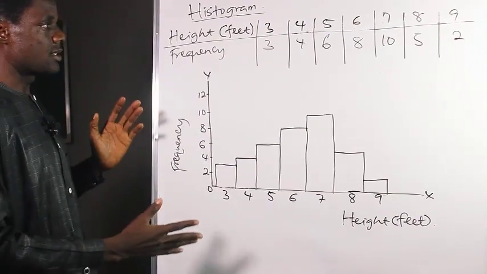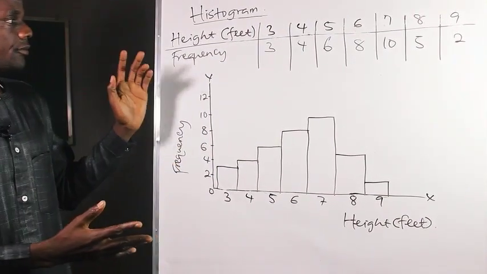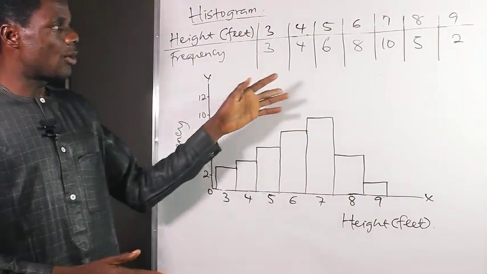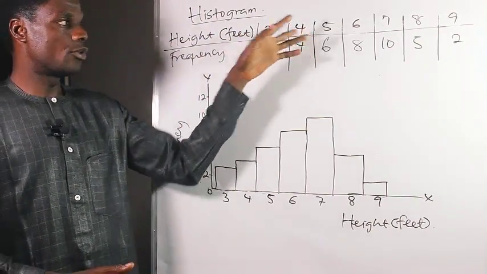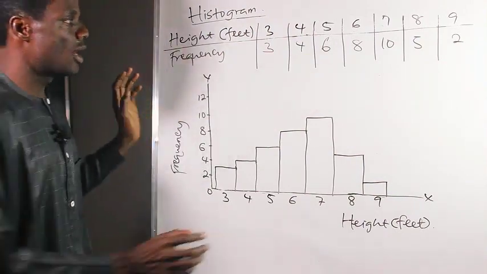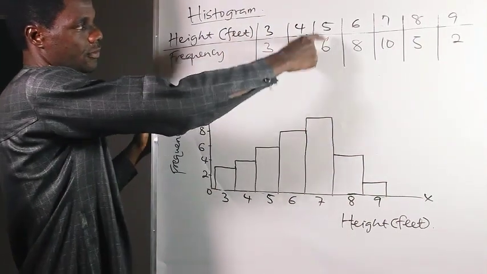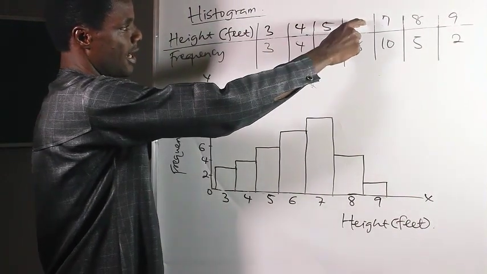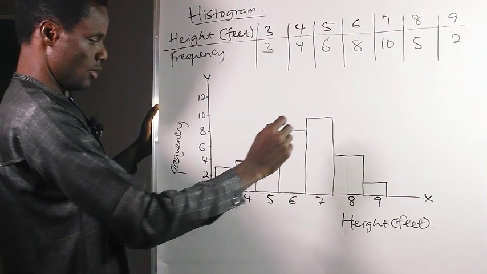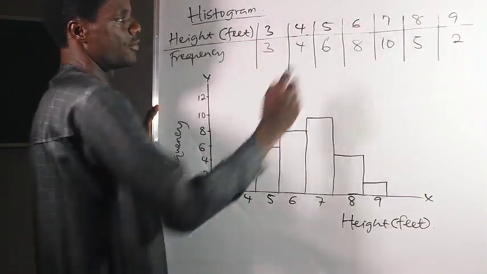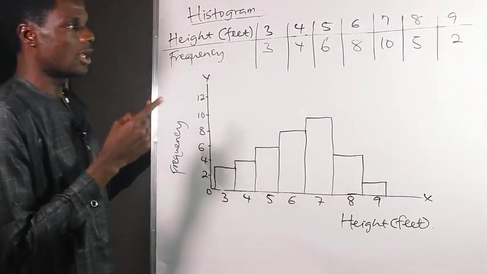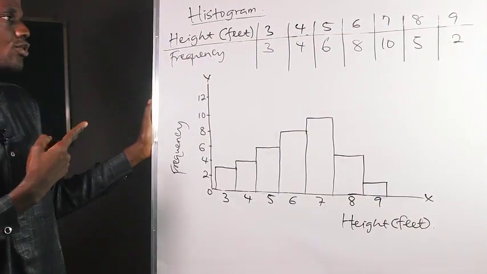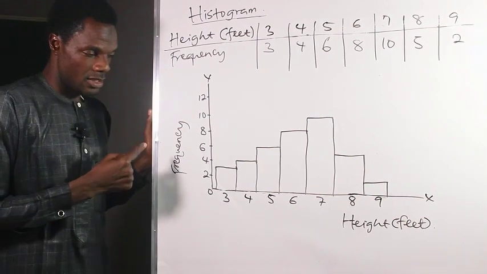Now, as you can see, we have an example of a class of students that we measure their height. The first one, we have 3 students that have 3 feet. The next one, we have 4 students that have 4 feet of height. The next one, we have 6 students that have 5 feet of height. Then we have 8 students that are 6 feet of height. Then we have 10 students that have 7 feet of height. The second to the last is 5 students having 8 feet of height. And lastly, we have 2 students having 9 feet of height.